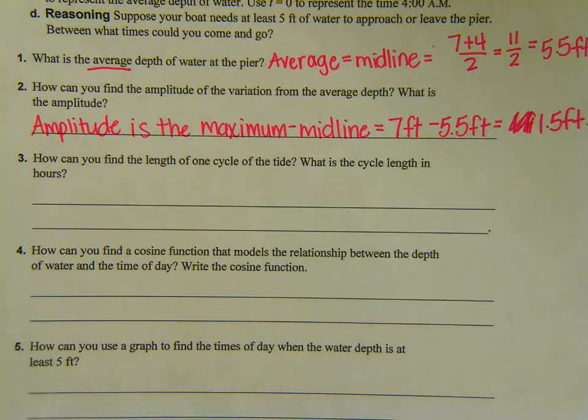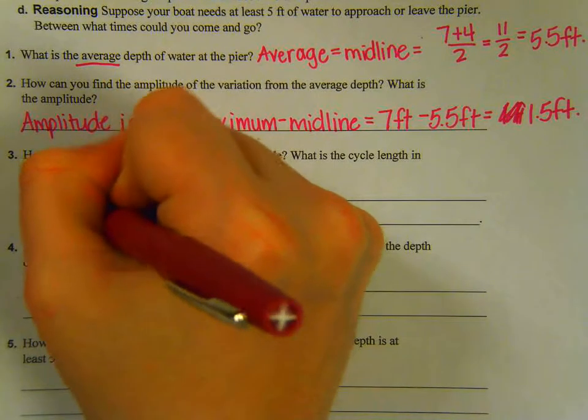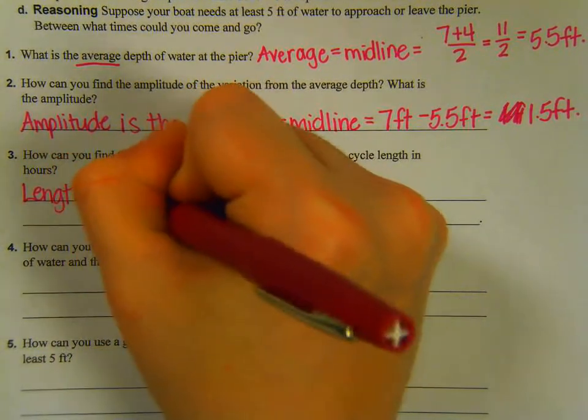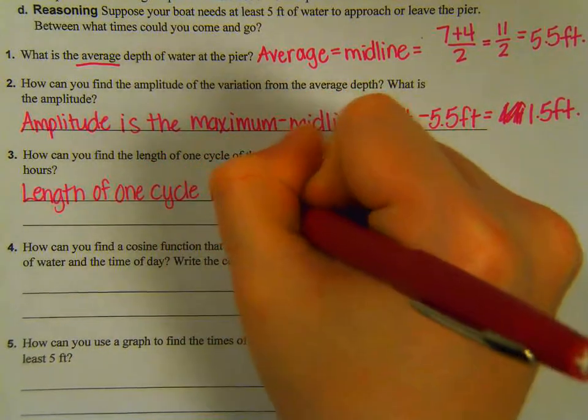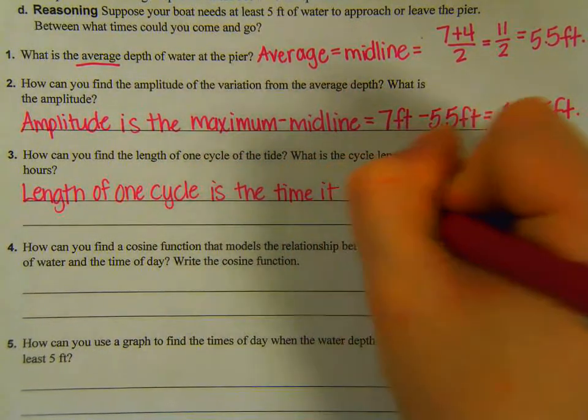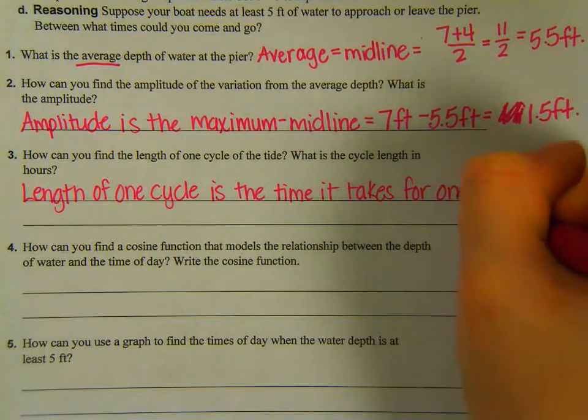One cycle of the tide. What is the cycle length in hours? So how to find a cycle length? What is the one cycle? Kind of the period. It's how long it takes to get from the starting point back to the starting point again. So the length of one cycle is the time it takes for one complete pattern.